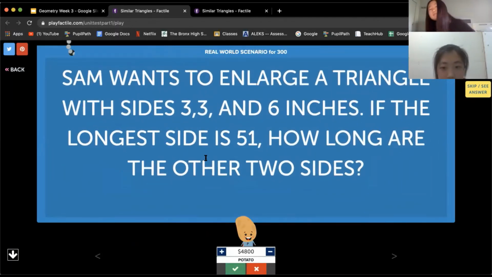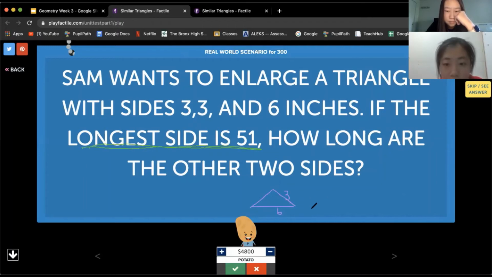Sam wants to enlarge a triangle with sides 3, 3, and 6 inches. If the longest side is 51, how long are the two other sides? So this is an isosceles triangle because two of the sides are equal, and you have a long side which is 6. And over here it said that the longest side of the new triangle is 51.